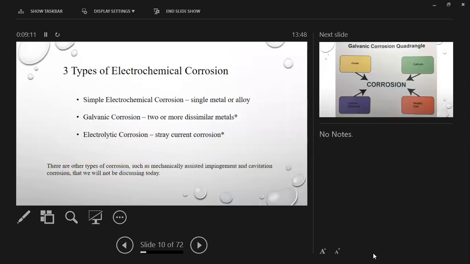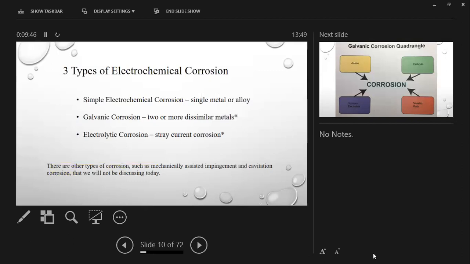Okay, we've got 3 different types of electrochemical corrosion. Now, there's other kinds of corrosion like mechanically assisted impingement corrosion, cavitation corrosion. They can be related to galvanic corrosion because of the passivity, how galvanic corrosion affects the outer coating of some metals will allow these mechanically assisted corrosions to take place. But we're going to talk about galvanic or electrochemical corrosion only.